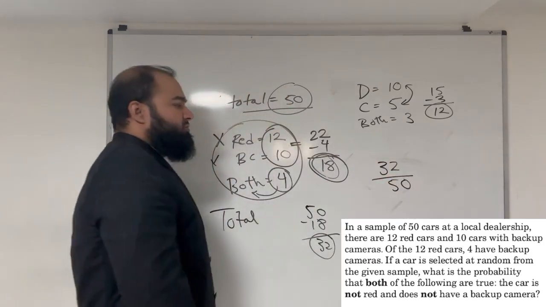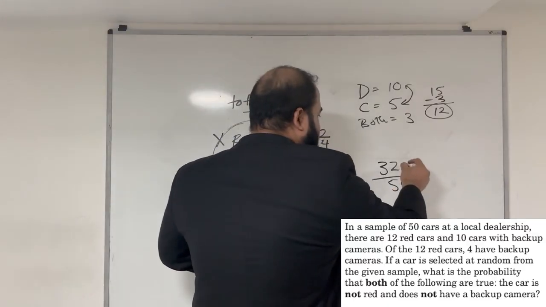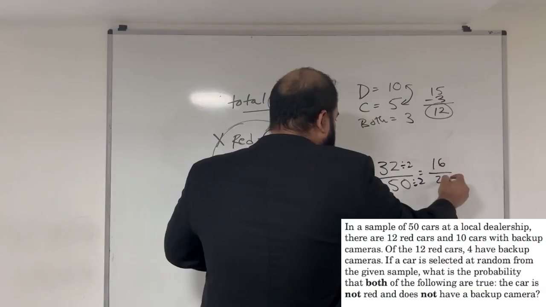So these are the cars which don't have any backup camera or are not red. This one you can simplify by dividing by 2. So you get 16 over 25.